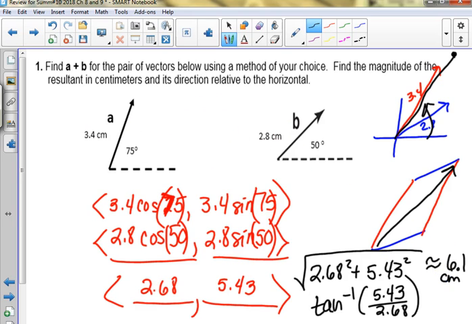So, all right, inverse tangent 5.43 divided by 2.68, 63.7 degrees. Anyone? With the horizontal, it says find its direction relative to the horizontal. Is that what we did? Okay.